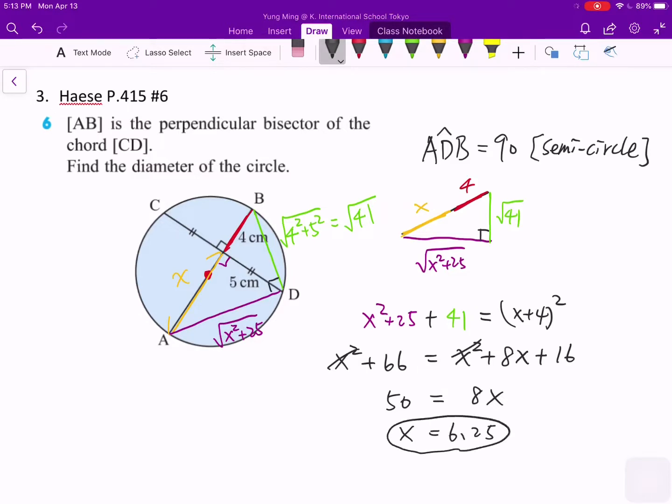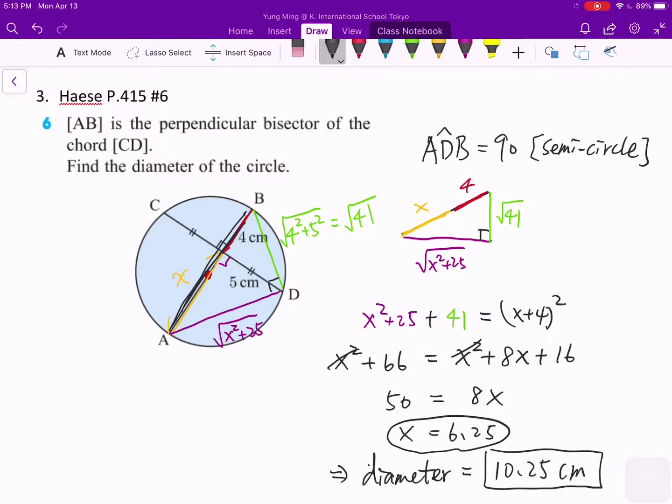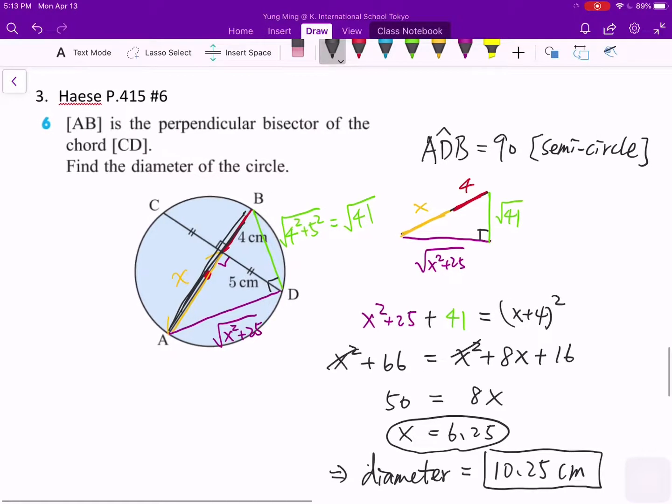But that's actually not our answer yet. Our answer is x plus 4, because we want to find the full length over here. So in this case, our diameter is equal to 6.25 plus 4, which is 10.25 centimeters. And that's it for this question. It's a little bit more challenging question because it makes use of both theorems.